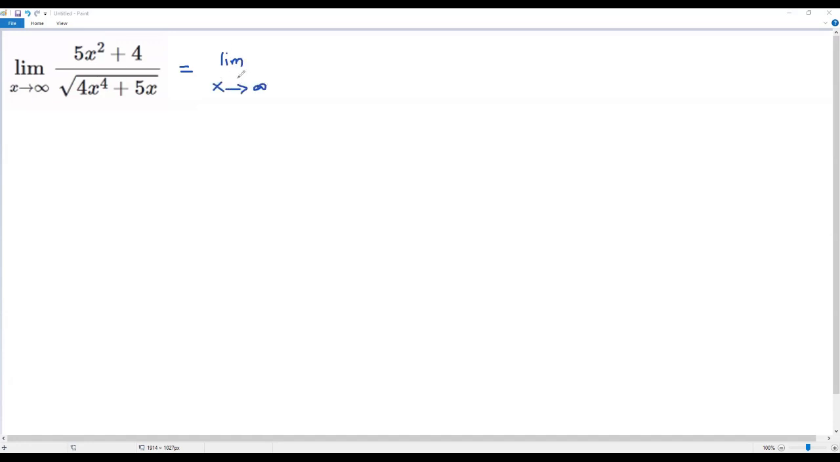Whenever x approaches infinity in a limit, I have to factor out the variable x with the largest exponent from the expression in the numerator. In the numerator, the variable x with the largest exponent is x², so we factor x² out. To get the stuff inside the parentheses, I divide the terms of the numerator by the one I factored out. The first term, 5x², divided by x² gives 5, and then plus 4 over x².